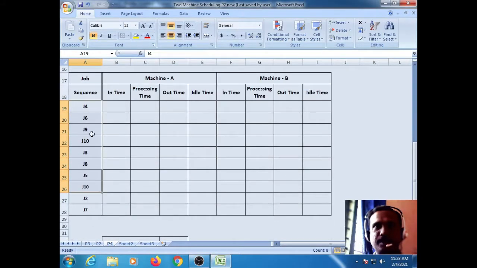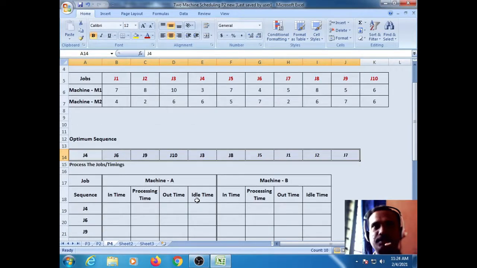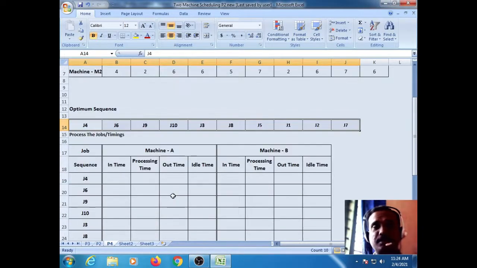I already determined the job sequence, so this is the job sequence. If you want to know how to find the optimum sequence, I will give you a link in the description so you can watch.